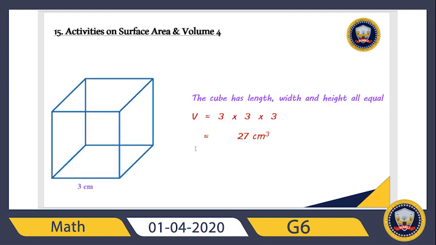Let's go to this cube. I want to find the volume for this cube. Remember what we said about the cube last time? The cube has length and width and height all equal. So whenever I am given a cube and just one length and I am asked to find the volume, very easy. You multiply this number by itself. Why again? Because the length and width and height, they are all equal in the cube. And what is the cube? It is a square prism. So the volume for this cube is 3 times 3 times 3, which is 27 centimeter cubed.